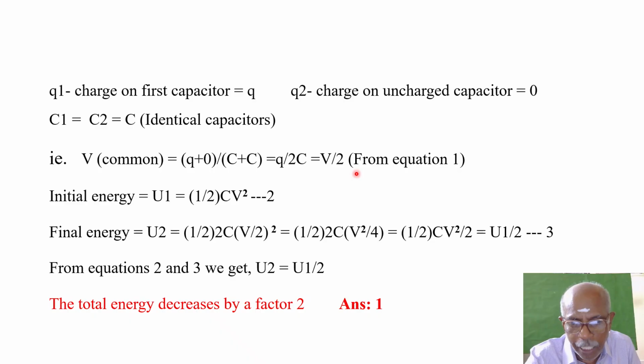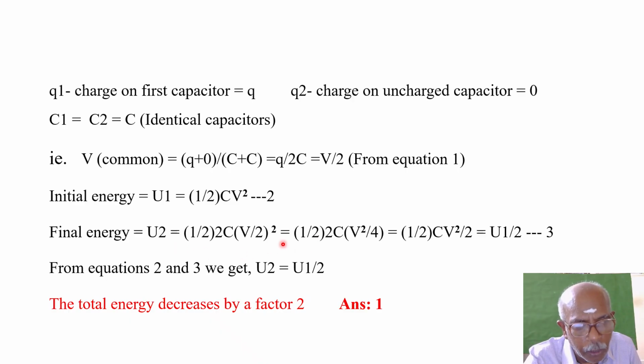So the common potential is V by 2 from equation 1. Initially the second capacitor has no charge, so there will not be any energy. All the energy will be of the first capacitor only. So the initial energy U1 is equal to half CV square, the energy of the capacitor, that you know. Let it be equation 2. Final energy U2 is equal to half into 2C, because the total capacitance is C plus C, into (V by 2) the whole square, because V common is equal to V by 2.